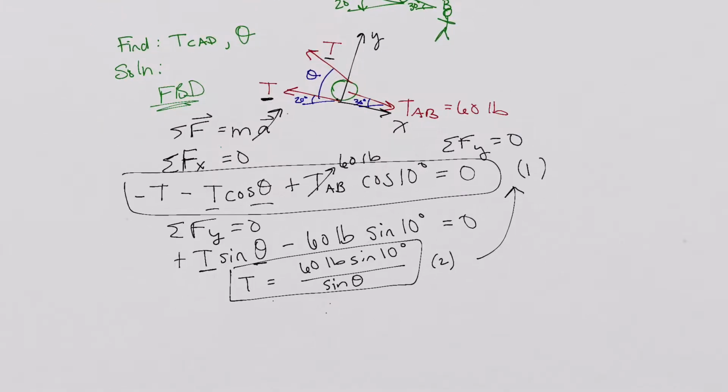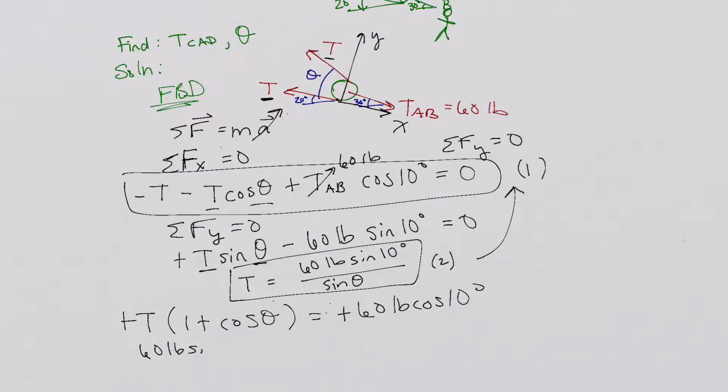When we do that, we get negative T times 1 plus cosine theta. I'm starting out by just simplifying that, equals negative 60 pounds cosine 10 degrees. I'll make those both positive. And now I'm going to substitute that T in. So T is 60 pounds sine 10 degrees divided by sine of theta, and that's times 1 plus cosine theta, and that equals 60 pounds cosine 10 degrees. Now I'm just copying that over to the next page, just for simplicity.